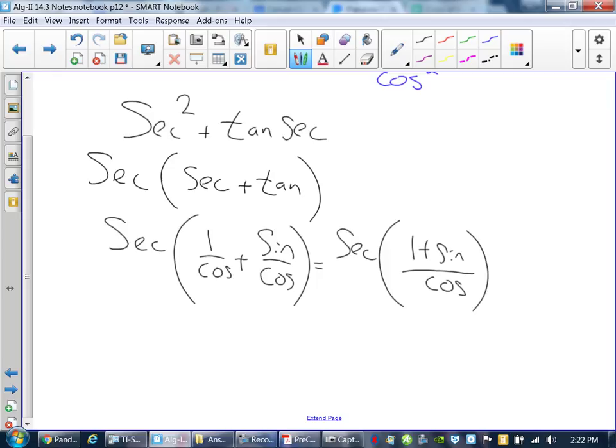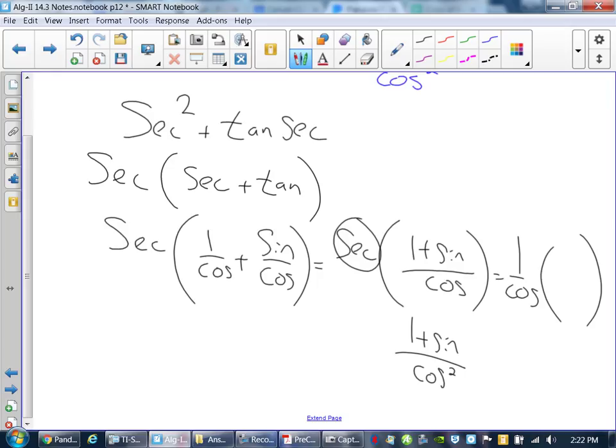I'm almost to where the problem started, but I have to do what? Make the secant a 1 over cosine. Secant 1 over cosine. Right. So now all I have left to do is make this a 1 over cosine, multiply in, and you're going to get 1 plus sine over cosine squared.